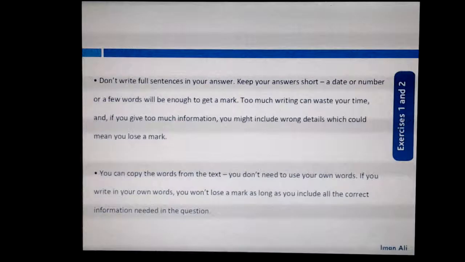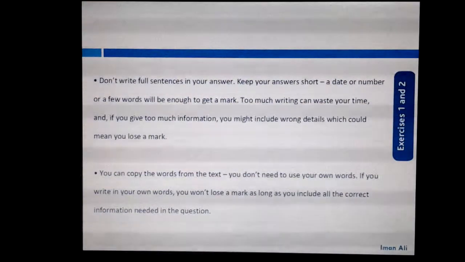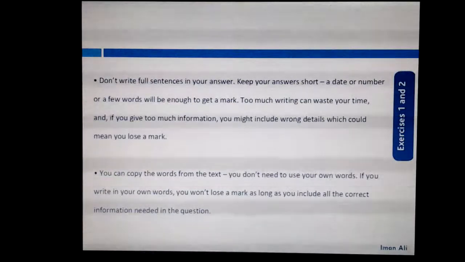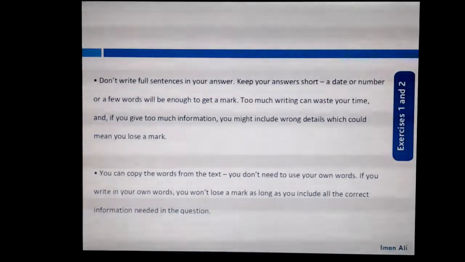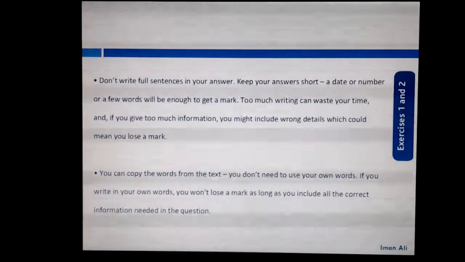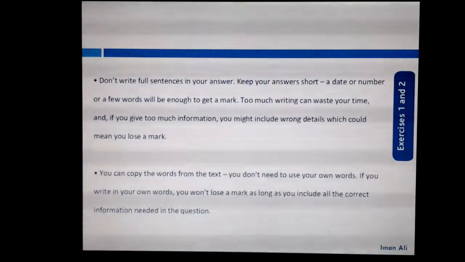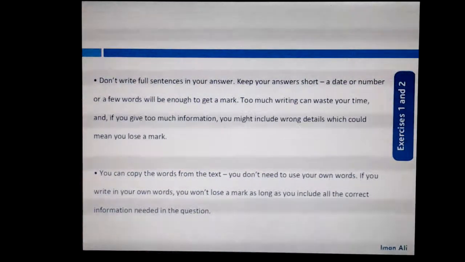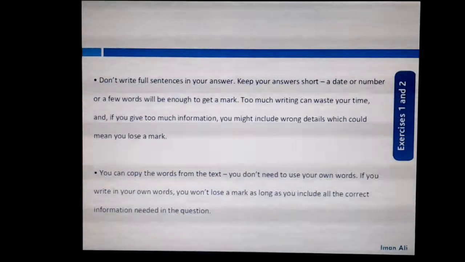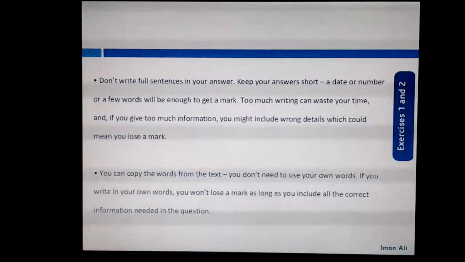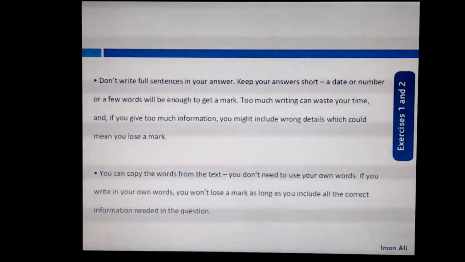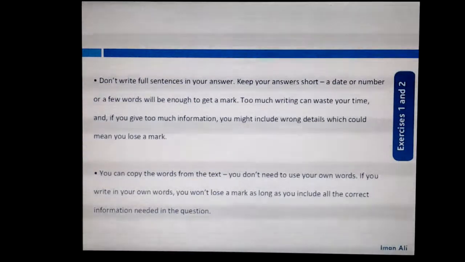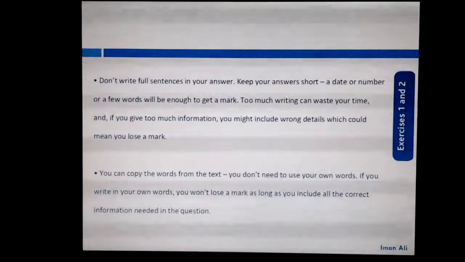Once again, do not write full sentences, because what the examiner looks for is your skimming and scanning skills, not your creativity skills in comprehension. And too much writing can waste your time. If you give too much information, there are many possibilities of ending up writing wrong details, which could mean you lose a mark. You surely can copy the words from the text. You do not need to use your own words, but if you do write in your own words, you won't lose your mark as long as you are writing the correct information.